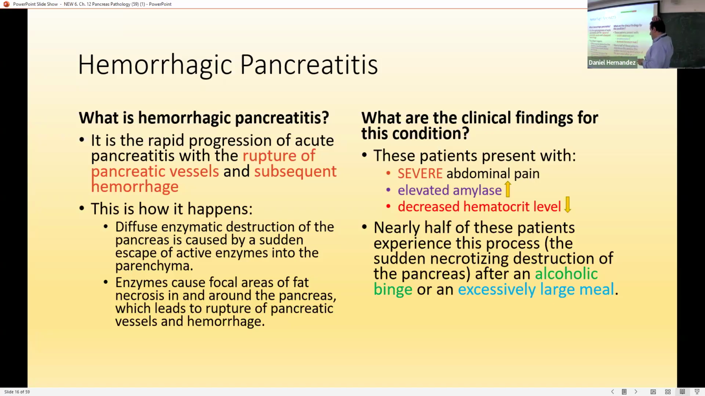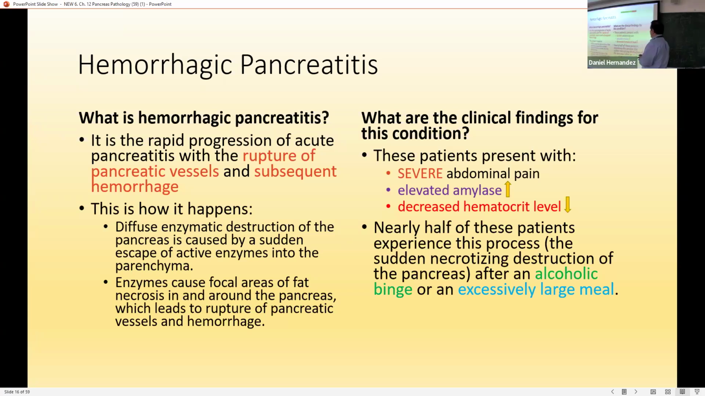Diffuse enzymatic destruction of the pancreas caused by sudden escape of those enzymes into the parenchyma. The enzymes cause focal areas of fat necrosis in and around the pancreas, which leads to rupture of the pancreatic vessels and hemorrhage.